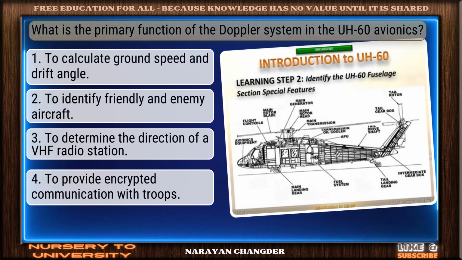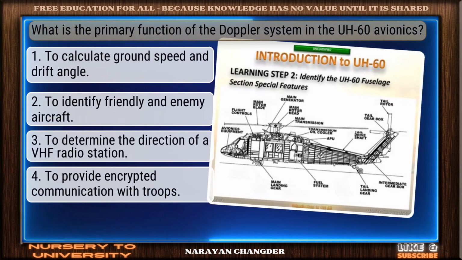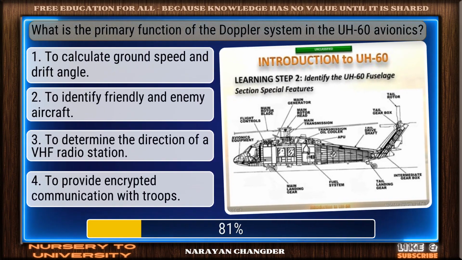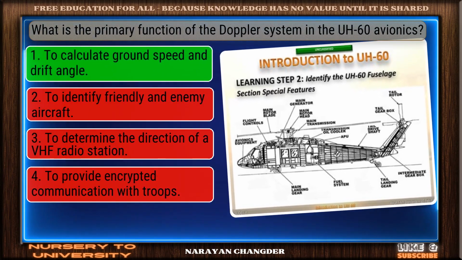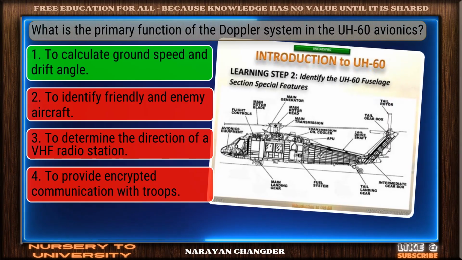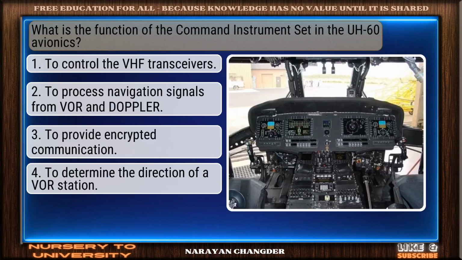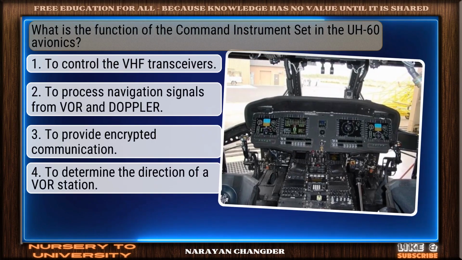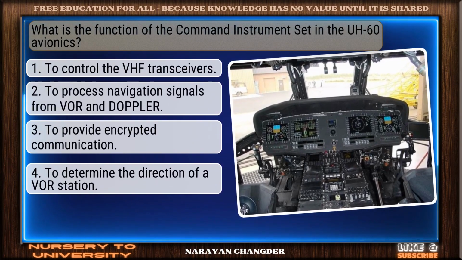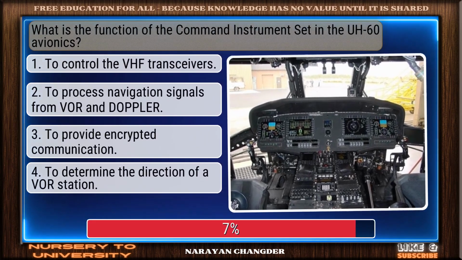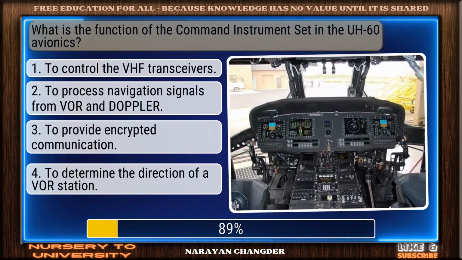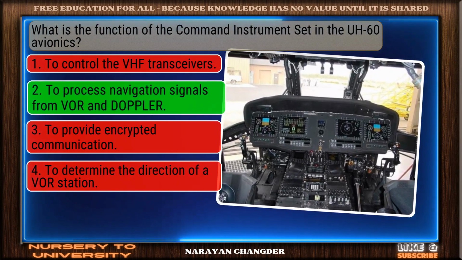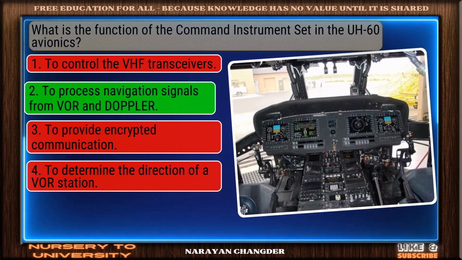What is the primary function of the Doppler system in the A60 Avionics? Well picked. To calculate ground speed and drift angle is the correct answer. What is the function of the command instrument set in the A60 Avionics? You're right. To process navigation signals from VOR and Doppler is the correct answer.